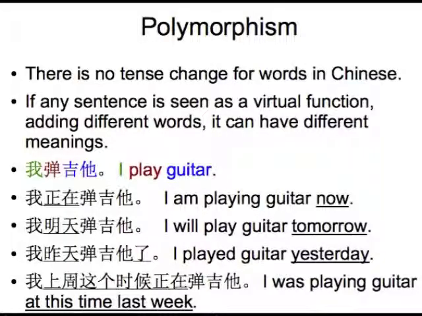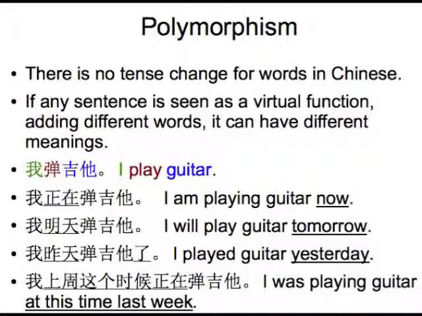Last time we talked about how Chinese is an object-oriented language. This time I will show you some examples that can show that Chinese also has some characteristics such as polymorphism, inheritance, and encapsulation. Let's first talk about polymorphism. We all know that in English there is verb tense. For different tense sentences, we use different formats for a verb. But in Chinese, there is no tense change, just like an object-oriented language, for example, C++. If the sentence is seen as a virtual function, adding different words to show a different time, they can have different tense. So this is just like the characteristic of polymorphism.